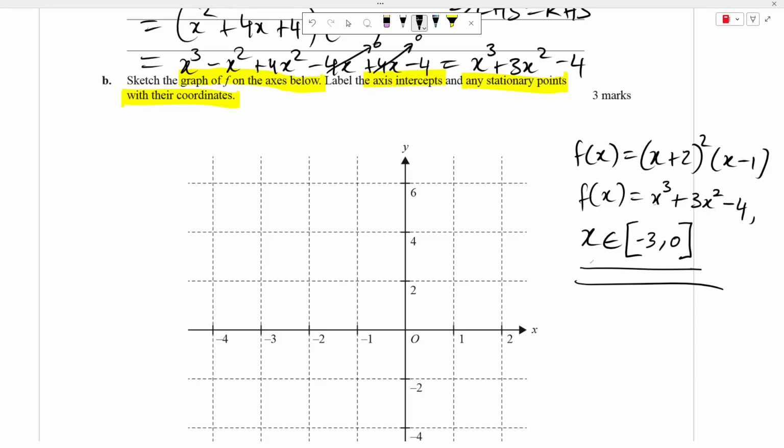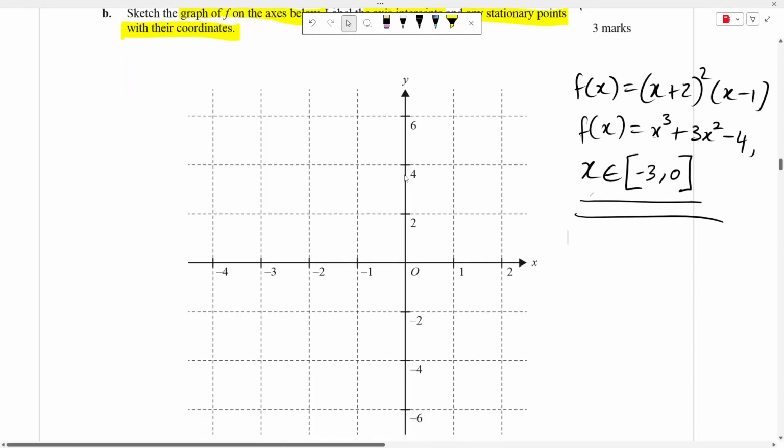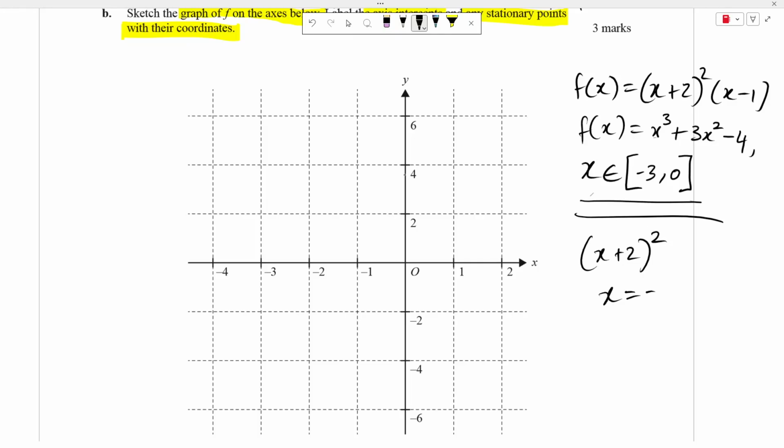Now the first thing I'm going to do here is notice there's (x plus 2) whole squared in my function. This means there's a repeated root at x equals -2. This means that there's not only an intercept at (-2, 0), but a turning point is also going to lie on that. Now the turning point could look like this, or the turning point could look like this. And we can just find out more about the shape once we start sketching the rest of the graph.